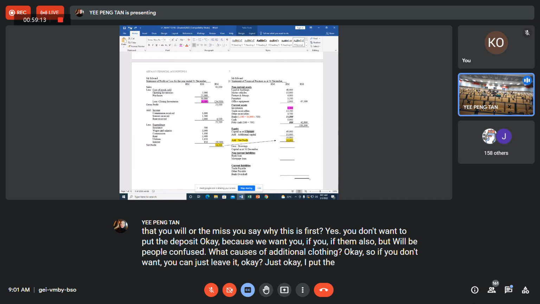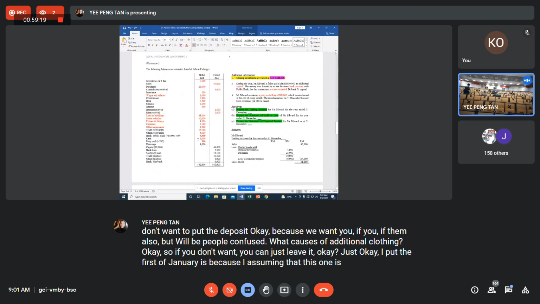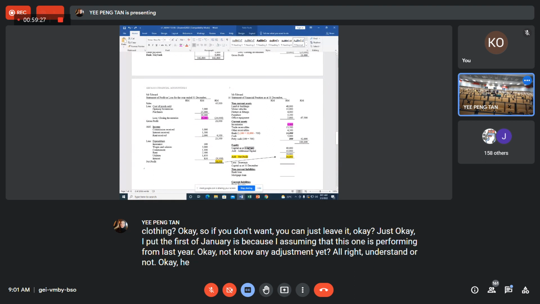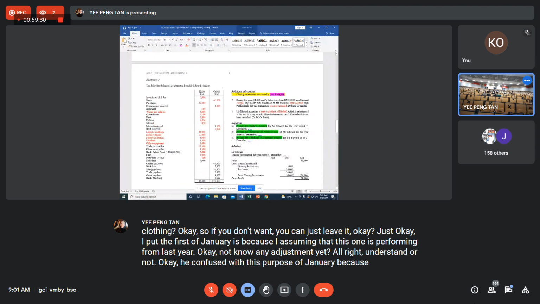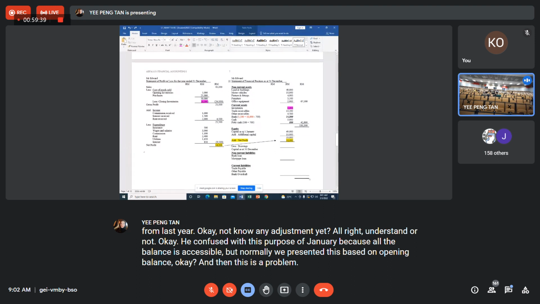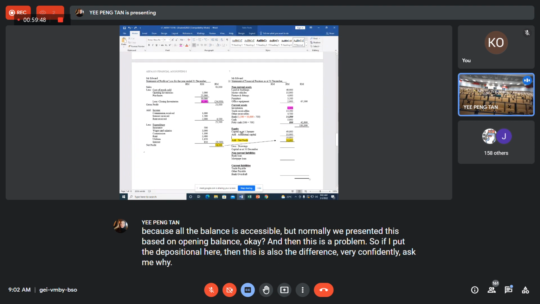I put the 1st of January because I am assuming that this one is from last year, no adjustment yet. Understand or not? He was confused with the words 1st of January because all the balances are as at 31st December. But normally we present this based on opening balance, and then we add in, then this is the closing. If I put 31st January here, then this is also 31st December, and we'll be very confused. Here this is only at the month end, this is the closing.